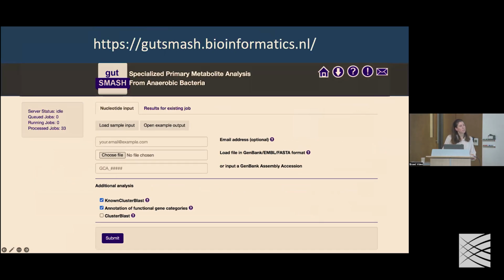I also wanted to mention that we built the GutSmash web server to be able to analyze your genomes online without the need of having to install all the dependencies and the databases and everything. It's hosted at the gutsmash.bioinformatics.nl webpage. And there's also a bunch of information in these tabs in here. If you click, you will find information on how to download, interpret the results, and everything.